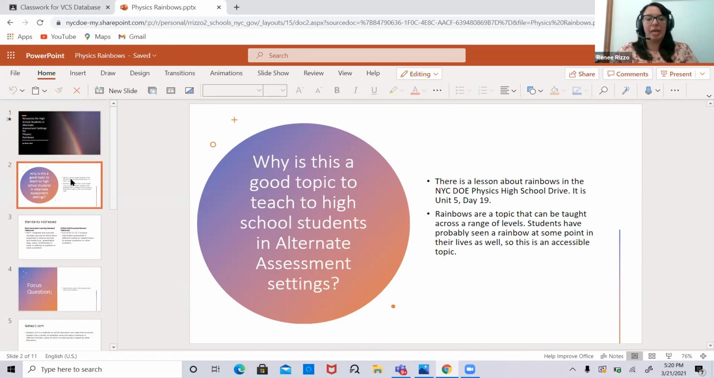Why is this a good topic to teach to high school students in alternate assessment settings? There is a lesson about rainbows in the New York City Department of Education Physics High School Drive. It is Unit 5, Day 19. Rainbows are a topic that can be taught across a range of levels. Students have probably seen a rainbow at some point in their lives as well. So this is an accessible topic.